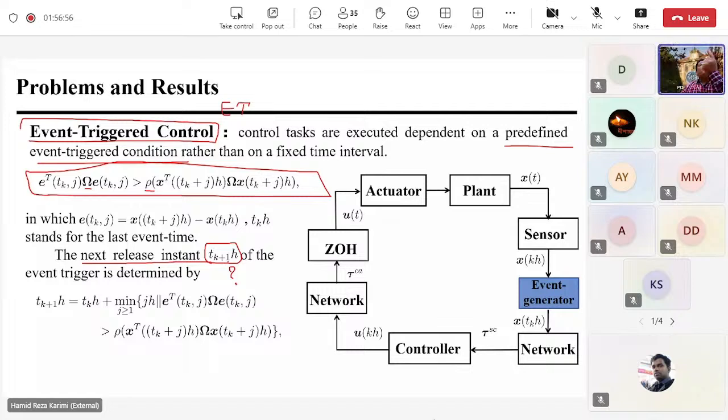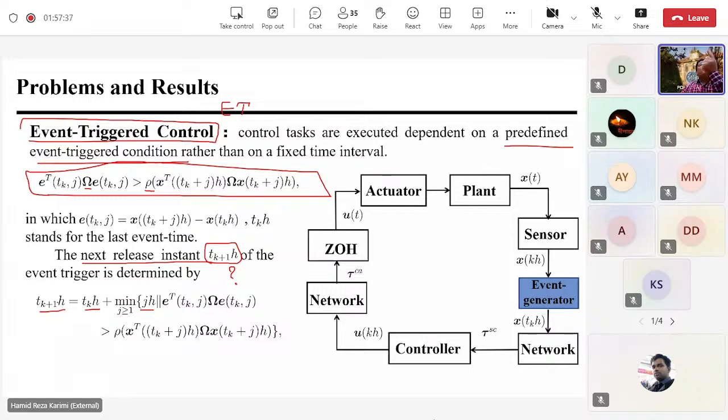Usually there are some mathematical issues to calculate t_{k+1} h, based on the current time instant and some function. This function depends on your predefined ET condition. If this event triggering condition is satisfied for the minimum value of this time index, then this would be your next sampling time.